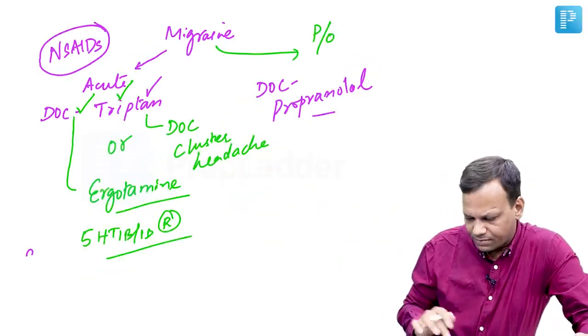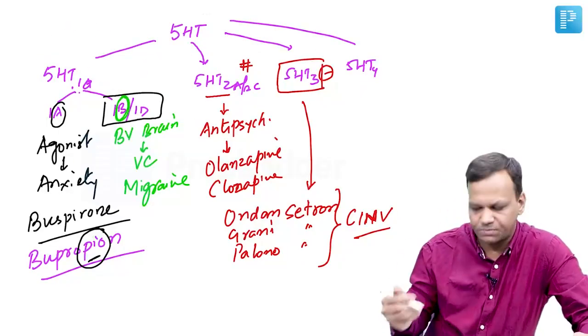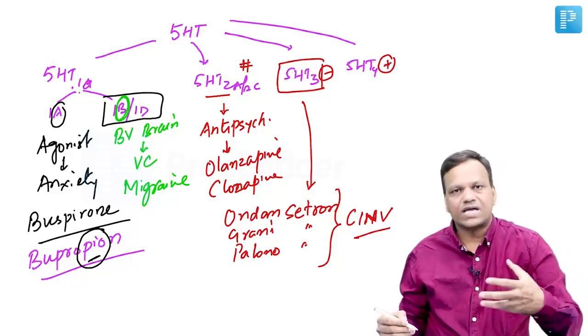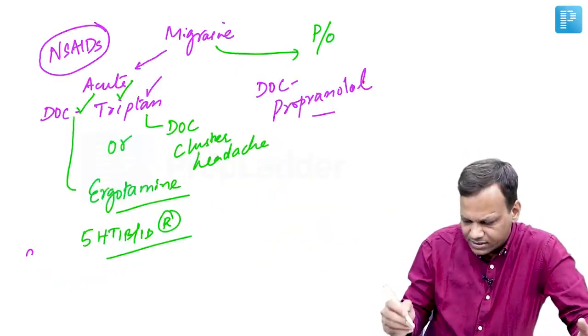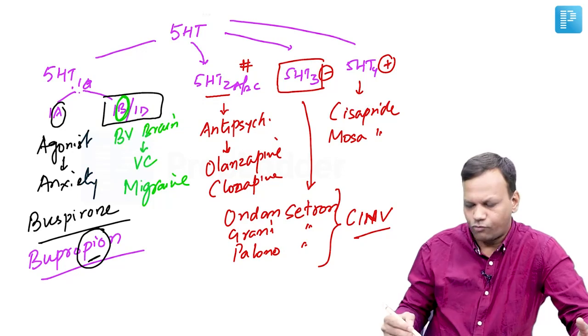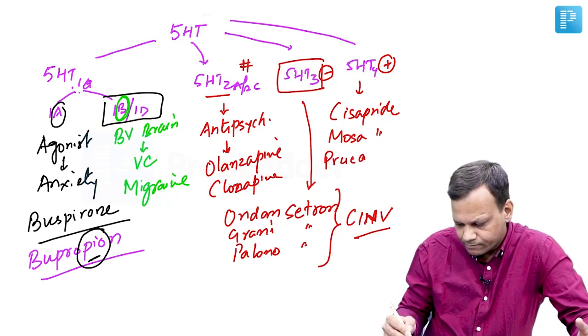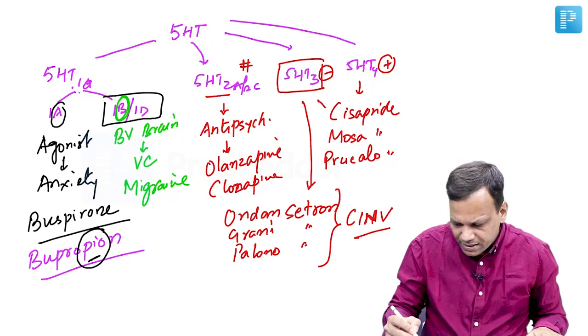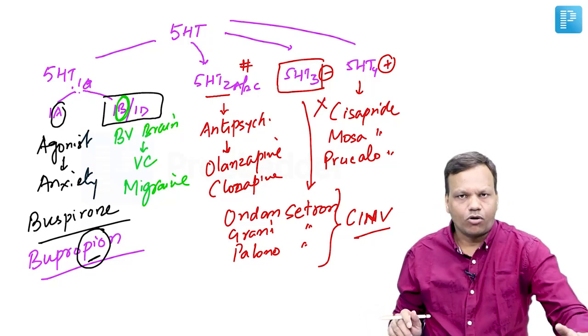Then 5-HT4 receptors, they are present in the GIT and increase peristalsis. So the drugs which stimulate them, that means agonists, are used as prokinetic drugs. The drugs like cisapride, mosapride, prucalopride, they are 5-HT4 agonists, they are prokinetic drugs. Cisapride is withdrawn because of QT prolongation.